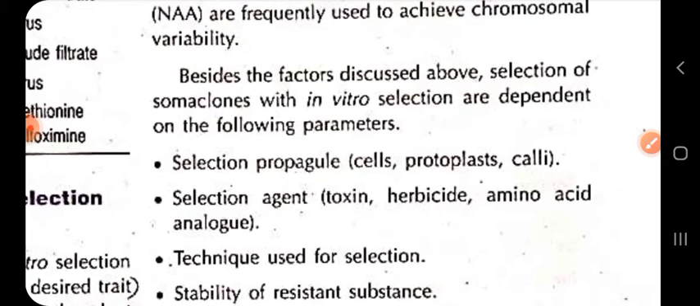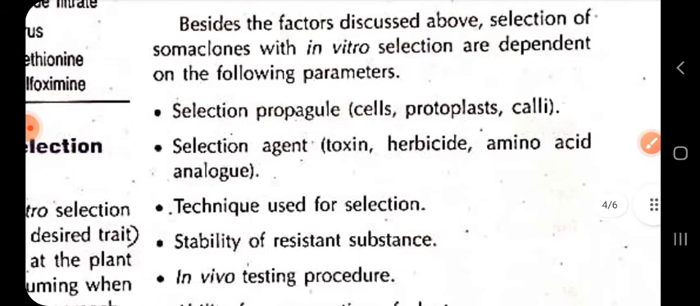Besides the factors discussed here, selection of somaclones and in vitro selection are dependent on the following parameters. What type of propagule you are using, whether cells, protoplast or callus, and from what part you want them to regenerate into a plant. Depending on that, it also affects the variation in the chromosomes.